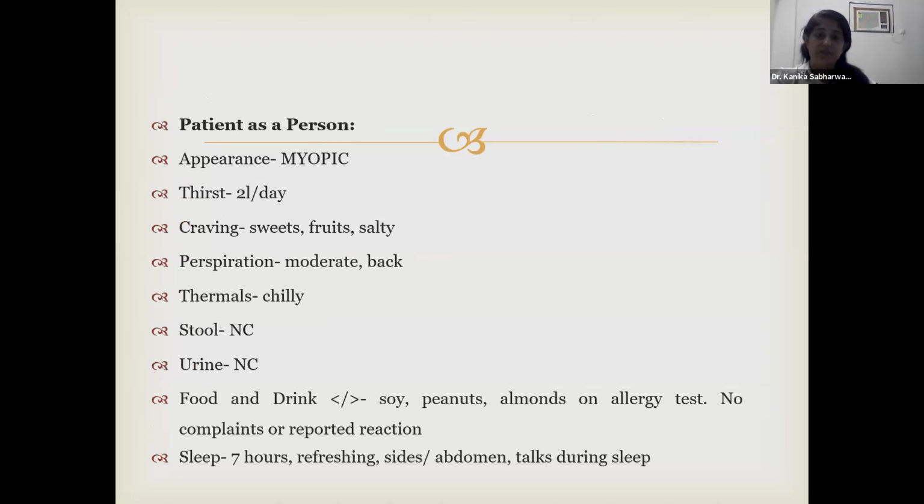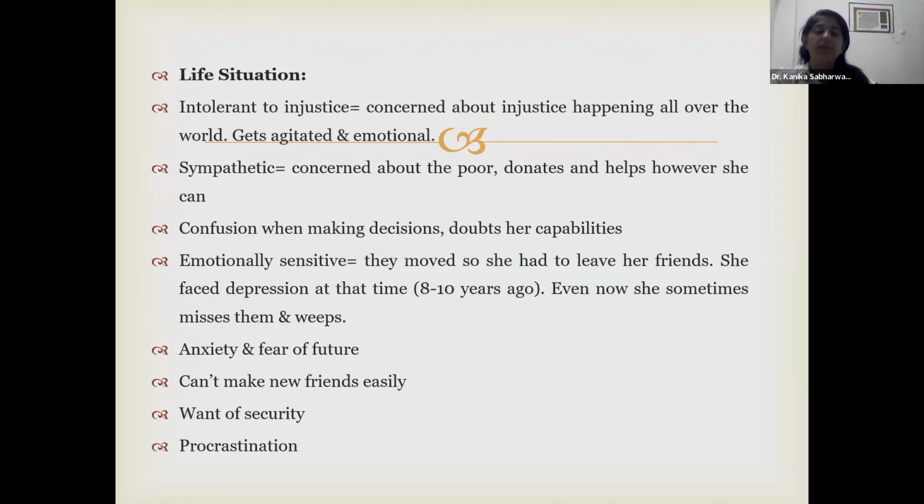Patient as a person, craving for sweets, fruit and salty, thermally chilly. She has some food allergies, which came up on an allergy test, but she doesn't report any reaction even after consuming any of these. Sleep position, abdomen or sides, and history of talking during the sleep is what her mother says. Gynec history is all right.